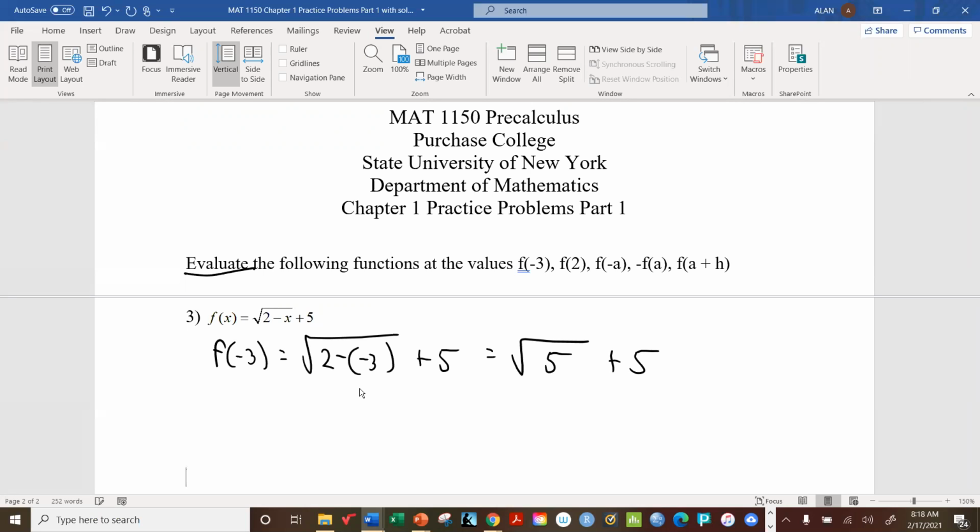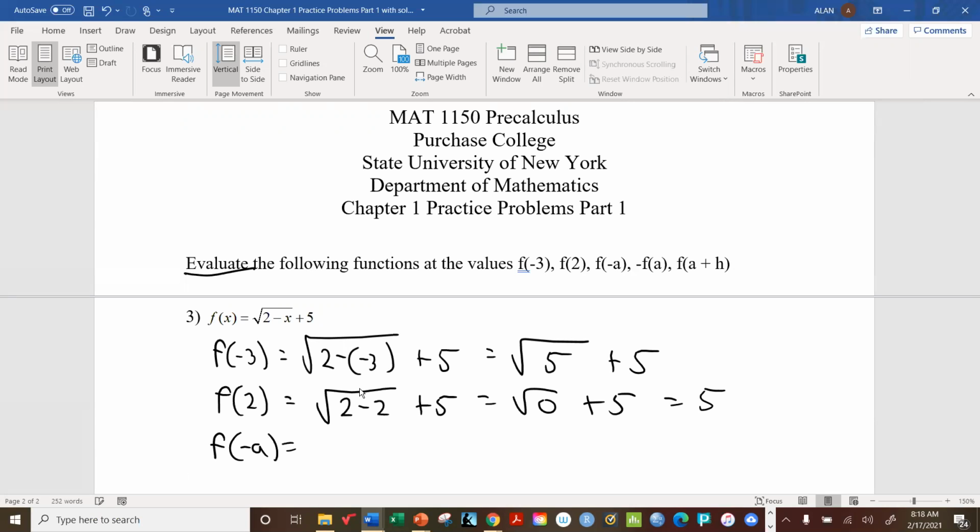F of 2 would therefore be radical 2 minus 2, plus 5. And of course, radical 0 is just 0, any way you look at it. F of negative a would be radical 2 minus negative a, plus 5. So we end up with radical 2 plus a, plus 5 on the outside.